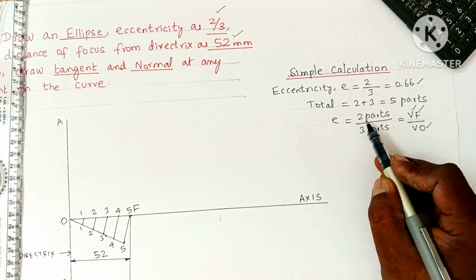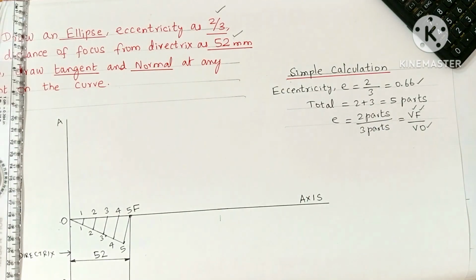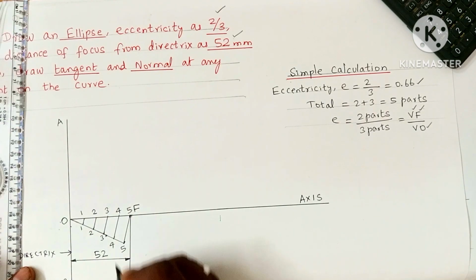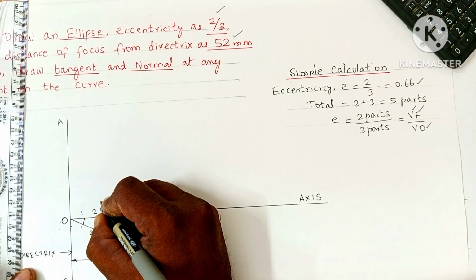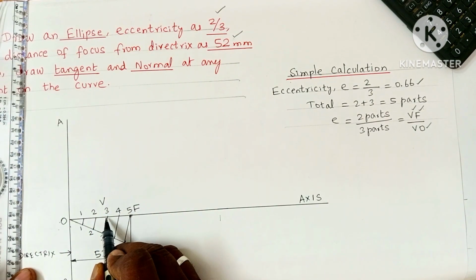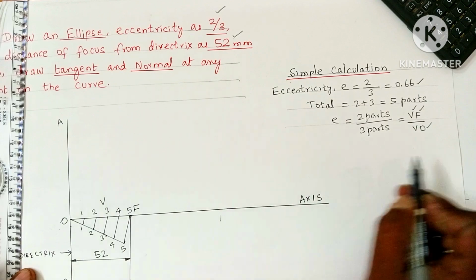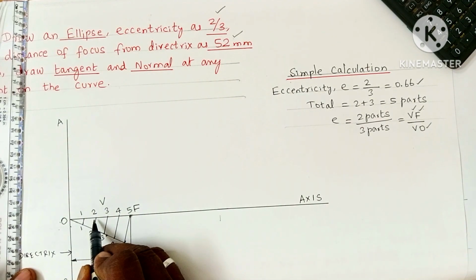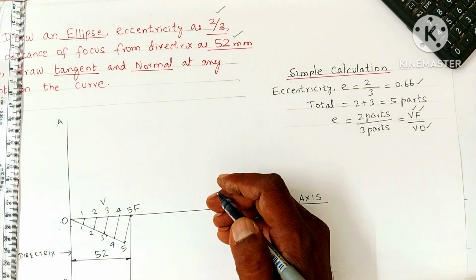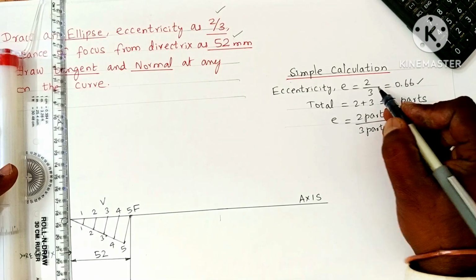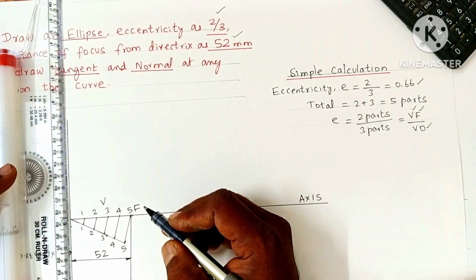So VF corresponds to the numerator, 2 parts. Now I am going to mark the point called V, the vertex, on this numbered 1, 2, 3, 4. Where will it come? I think it will come on the third segment. So 3 corresponds to V, so that VF will be 2 parts, 3 to 4, 4 to 5, and VO will be 3 parts, 0 to 1, 1 to 2, 2 to 3. Like that you have to divide the segment and mark the point called vertex V. It is plotted based on the eccentricity value.